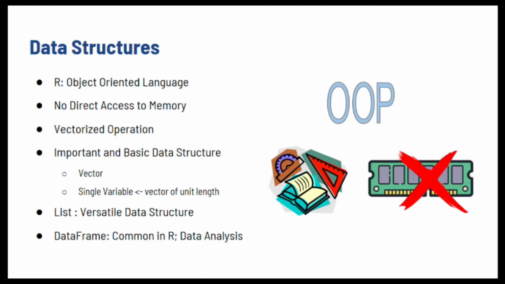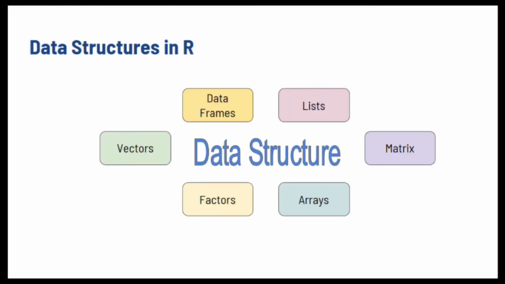The most versatile data structure is a list, while the most common one used for data analysis is the data frame. Here are the data structures that are used in R: vectors, arrays, factors, matrices, lists, and data frames. Let's discuss each one of them in detail.